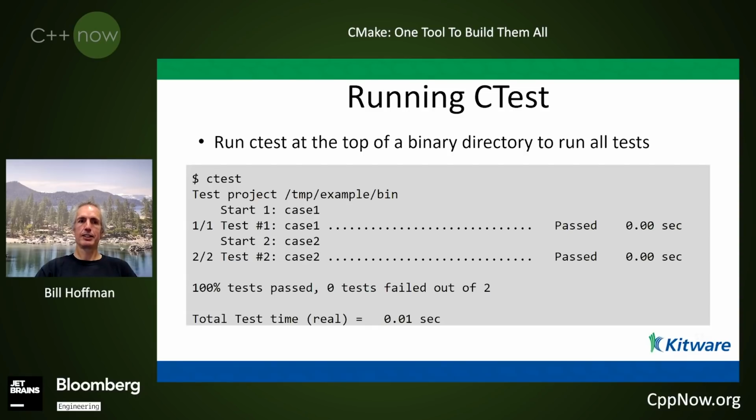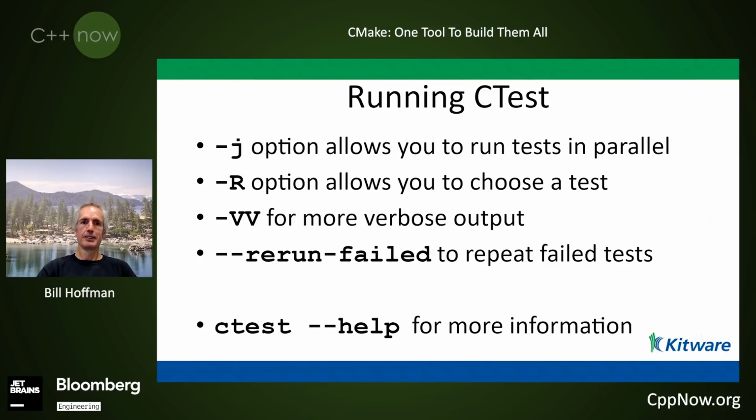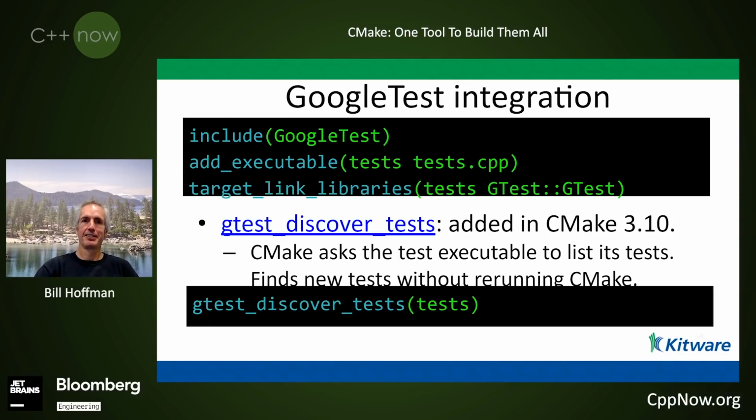Running it, just go into your build directory, type ctest, and it'll run the tests. You can specify -j to run tests in parallel, -R to choose a test based on a regular expression, and a more verbose mode. You can tell it to rerun failed tests to repeat just the failed tests. ctest --help will give you more information on that.